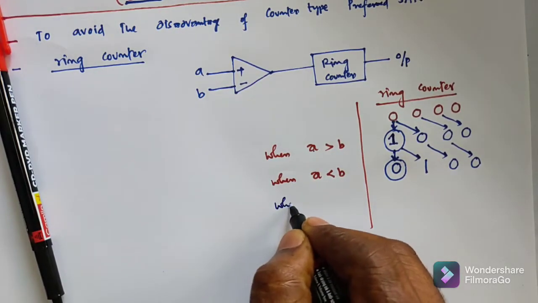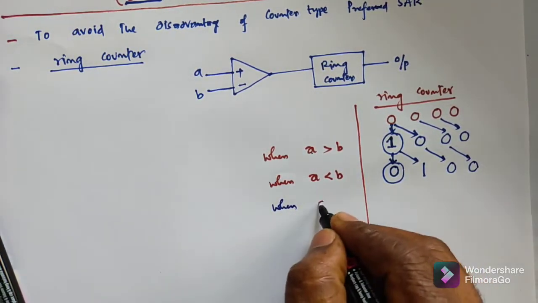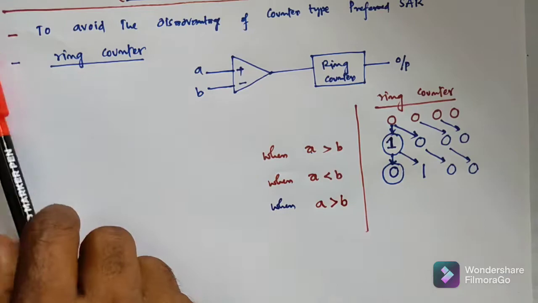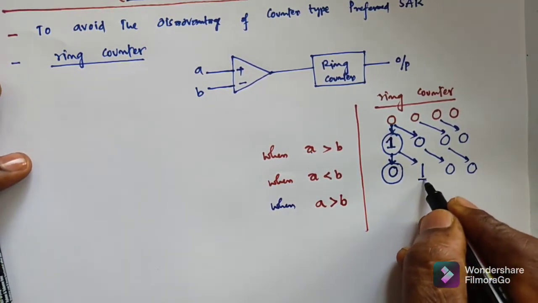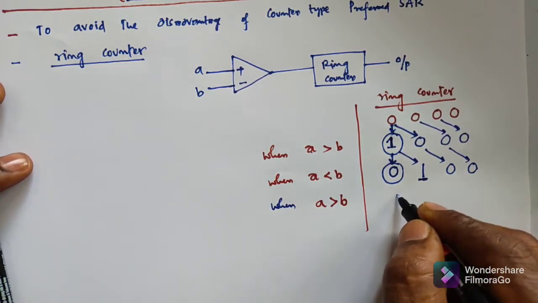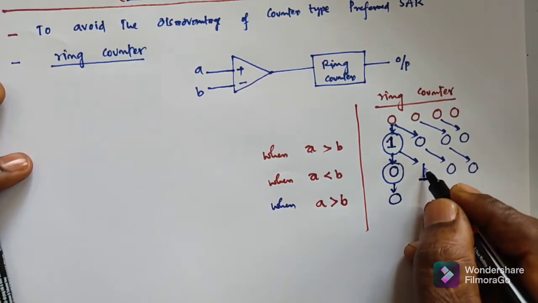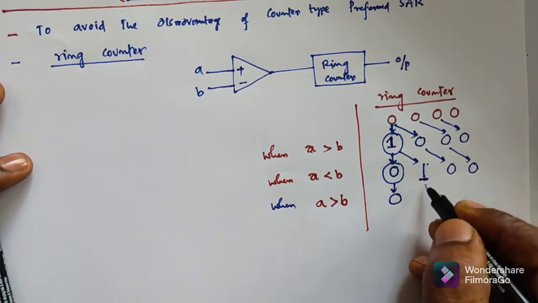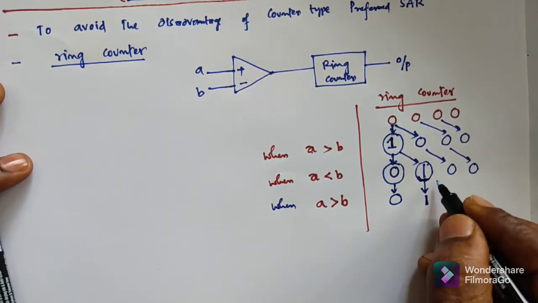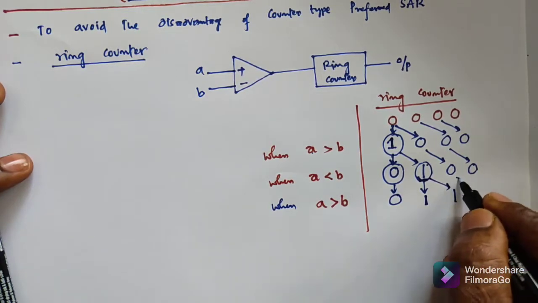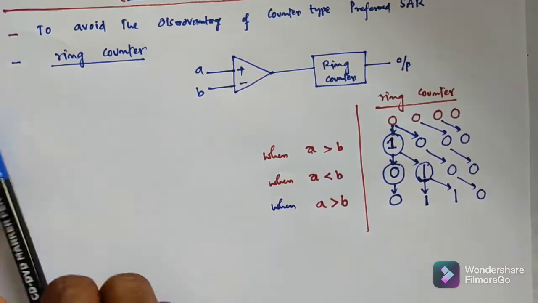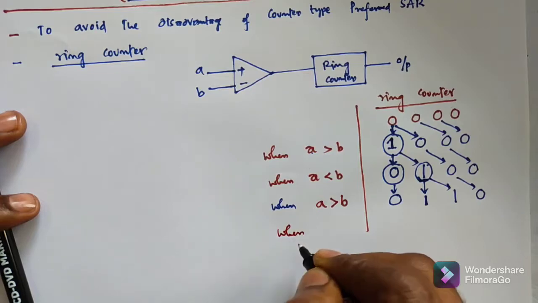Another example is when A is greater than B. In this case, we are in this position. This one is already over, so you keep it as 0 in this case. Now we are in this position, and you insert the same value in this case. Right now we are in this position. Next you shift in this 1 and keep the other as 0. Like that you will get the data.